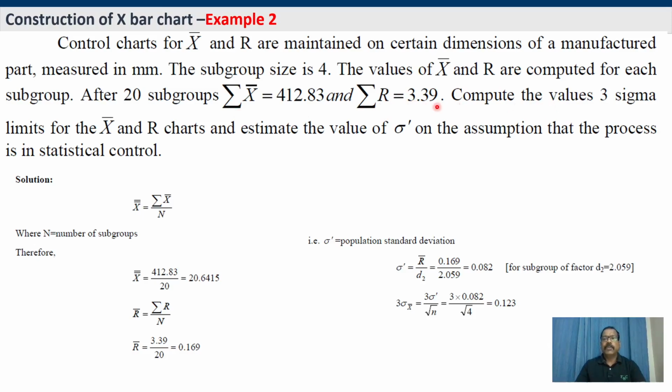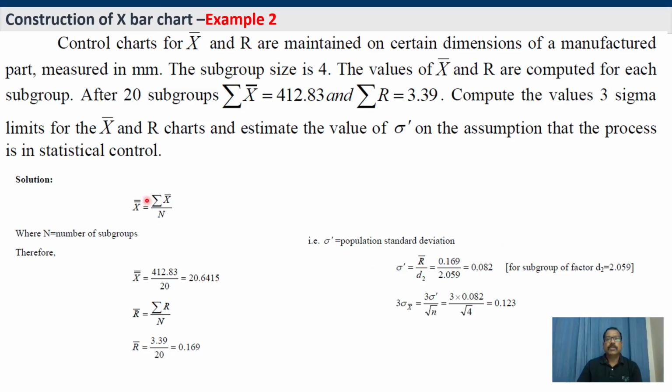So compute the 3 sigma limits for the X bar and R chart and estimate the value of sigma dash, meaning standard deviation. This symbol, sigma dash, if it is given, is called the standard deviation, on the assumption that the process is in statistical control. By assuming that it is under control.